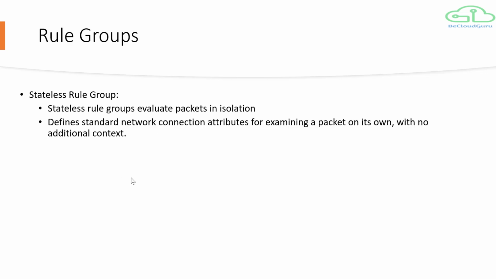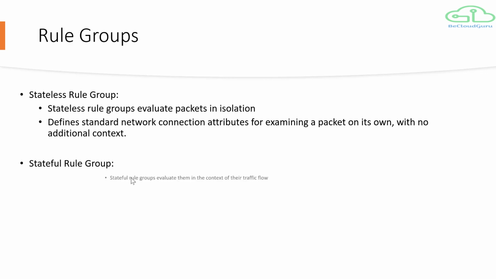Now moving forward, let's quickly go over what rule groups are. As we spoke about, we have stateless rule groups and the stateful rule groups. Stateless rule groups are basically where your inspection happens in isolation, right? Our stateless rule groups will evaluate those packets in isolation without any further context, right? It will just define those standard network connection attributes like ports, protocols, that 5 tuple kind of a scenario, right? To examine a packet on its own. I mean, every individual packet is inspected irrespective of its context, right? Or the direction of the traffic.